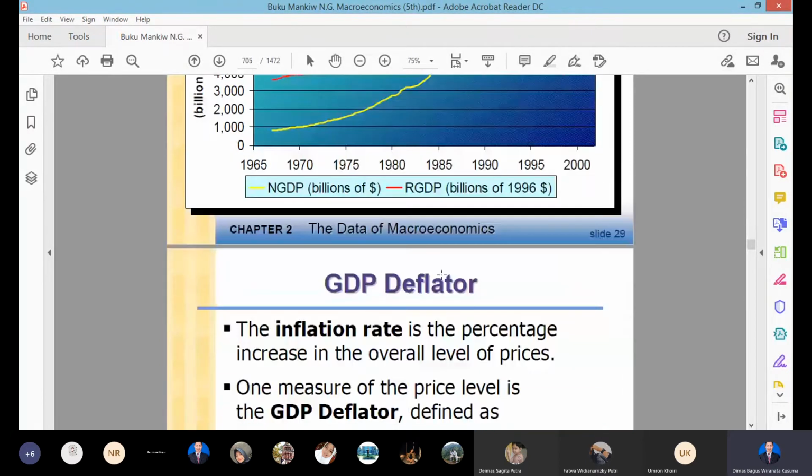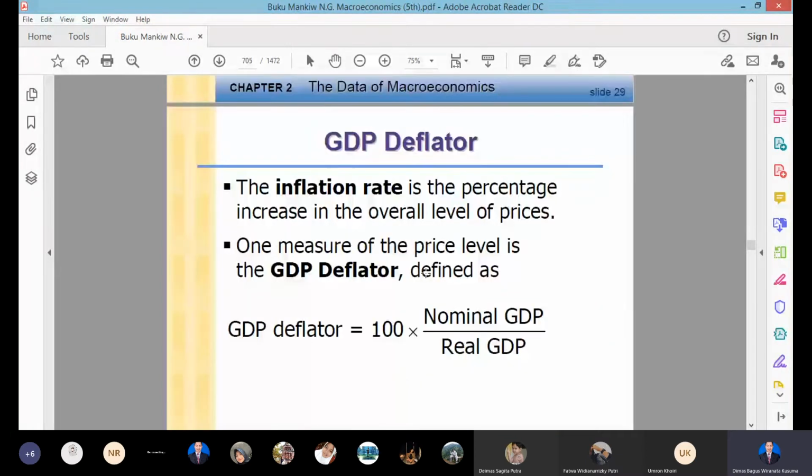The next one is the GDP deflator. The deflator is the extent to which the GDP is deflated. Deflated means it is increasing. In this regard, you are comparing the nominal GDP and real GDP, times 100. And normally this GDP deflator is used to calculate the inflation rate. Here is the example.